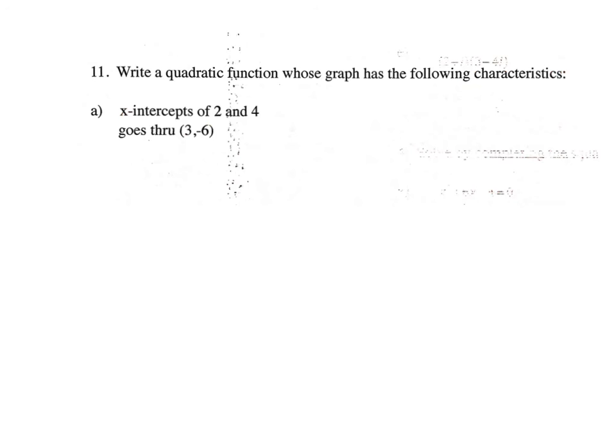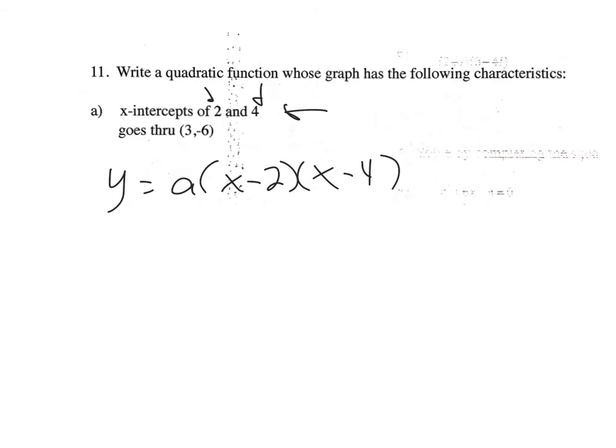A couple more here. Write a quadratic function that has these characteristics. Remember what we talked about in this day. Whatever they give you, use what they give you. So here's what I know. Y equals a times x minus 2, that represents this one. X minus 4, that represents that one. And it goes through this point. Why does it go through that point? Well, because it works. So I'm going to plug it in. Plug the negative 6 in for the y. Plug the 3 in for the x, just so we can figure out what a is going to be.